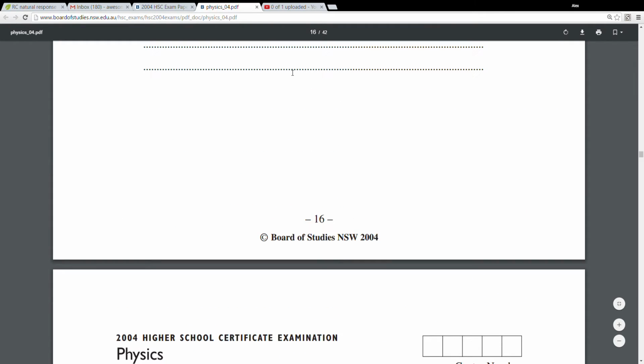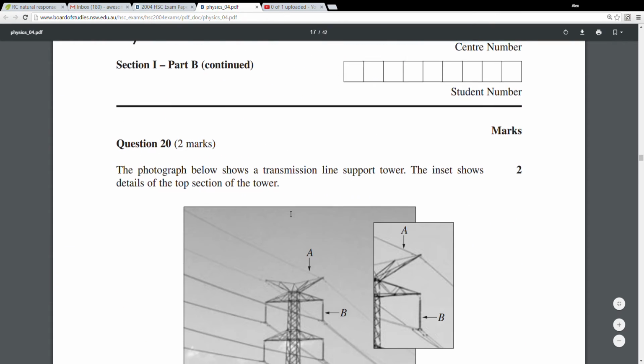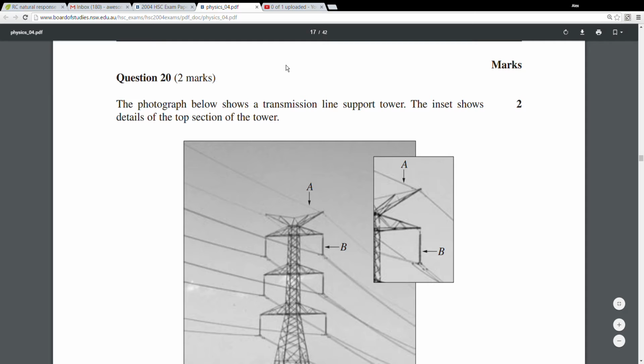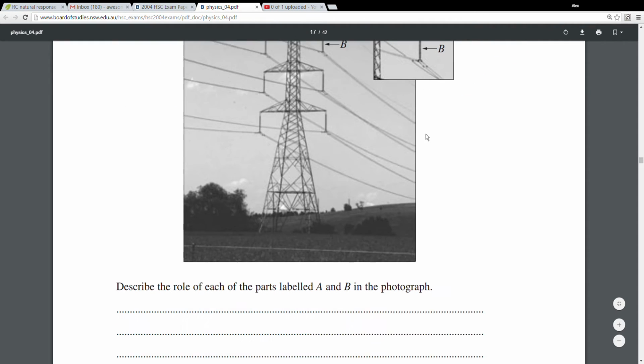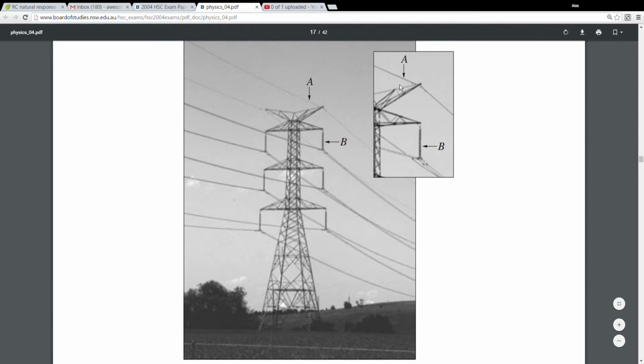And we can probably make mention up to there about launch windows. Alright, question 20. The photograph shows a transmission line support tower. Okay, they want us to identify parts A and B. So A is the lightning rod. So it's a neutral wire that gets struck by lightning and is connected straight to the ground.